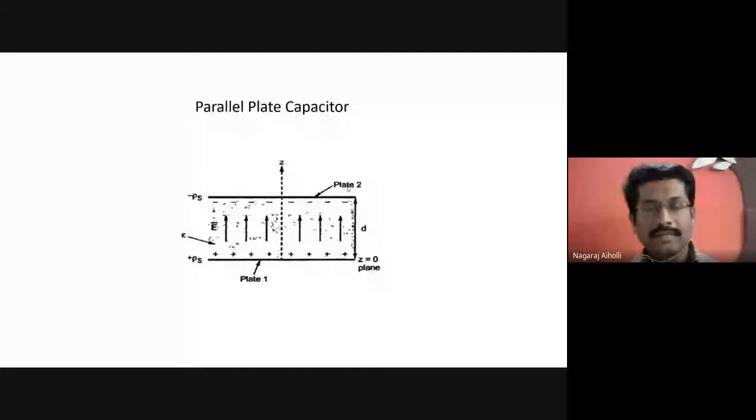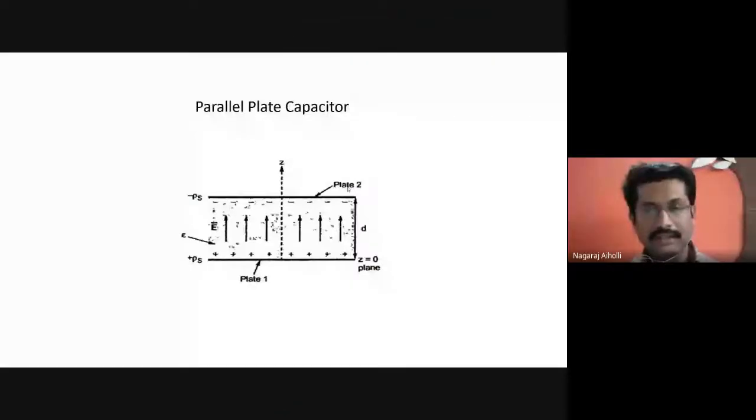Next is the concept of parallel plate capacitor. This equation you already studied at your PU level, C is equal to epsilon A by d. We are deriving the same equation here. The concept is different, but the final equation remains the same, that is, C is equal to epsilon naught into epsilon R into A by d. Let us see how to derive that equation.